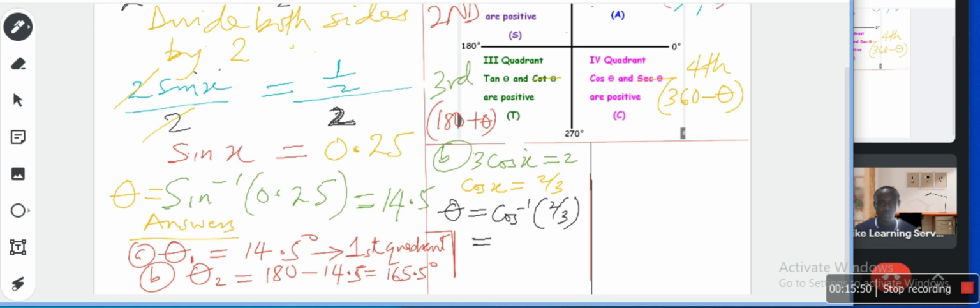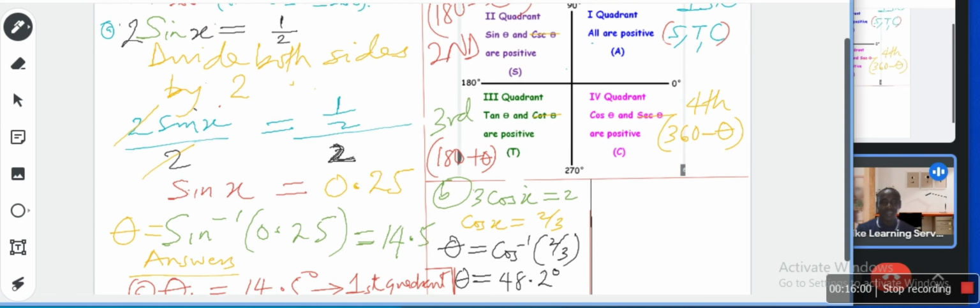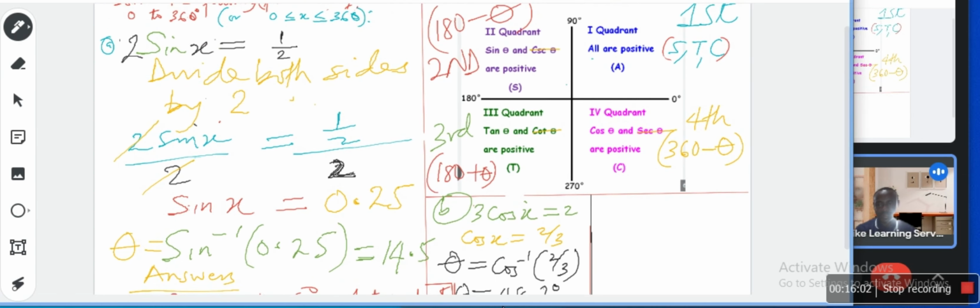48.24. So theta is 48.24. With angles, you write to 1 decimal place, 48.2. Now it is about cos. This question is about cos. Where are the quadrants that cos is positive? Because the value we are looking for is positive, 2/3. Tell me all the places where cos is positive.